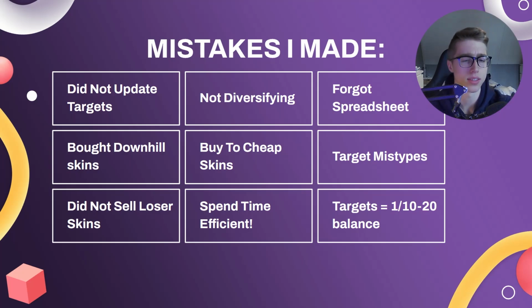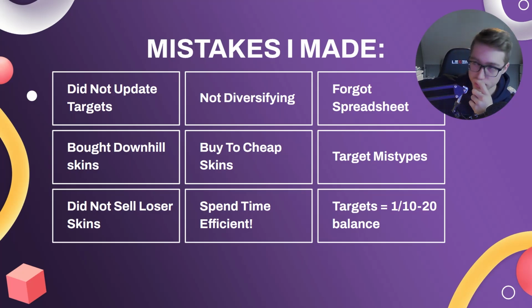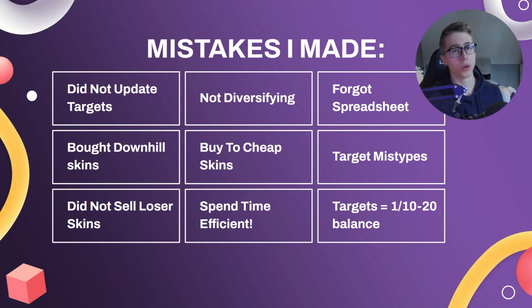I did not sell loser skins. So my opinion about flipping is speed. Make maybe a little bit smaller margins, but make it quick, and make sure that you have less risk. Now, if I had a skin that went down in price, I would always try to sell it for the highest price. I would always try to still make a profit.